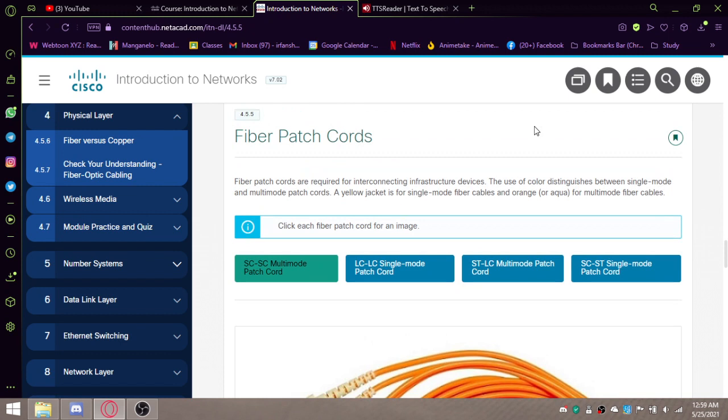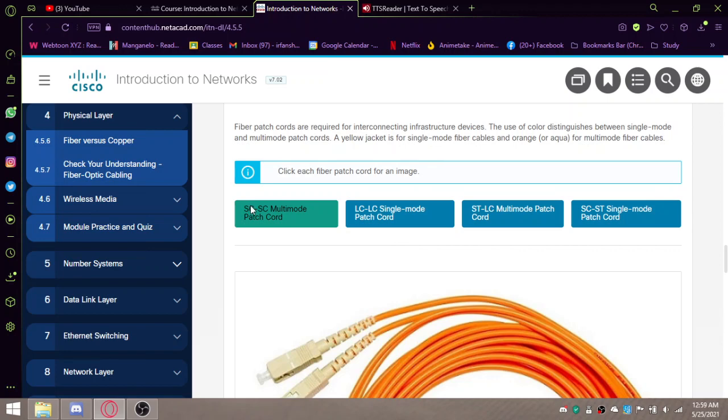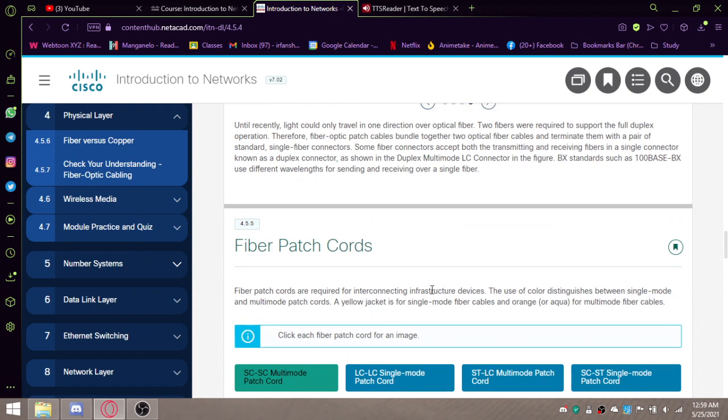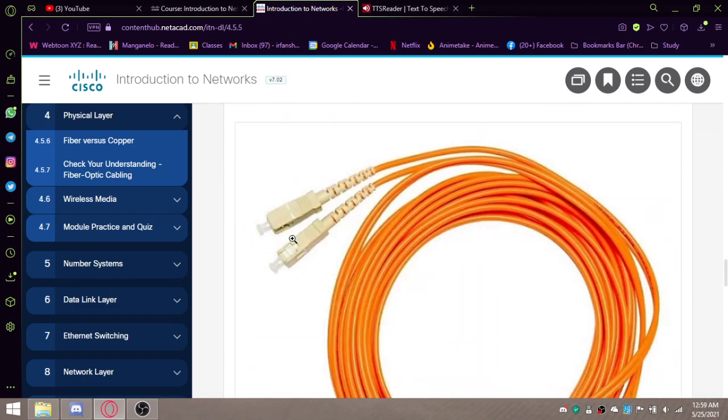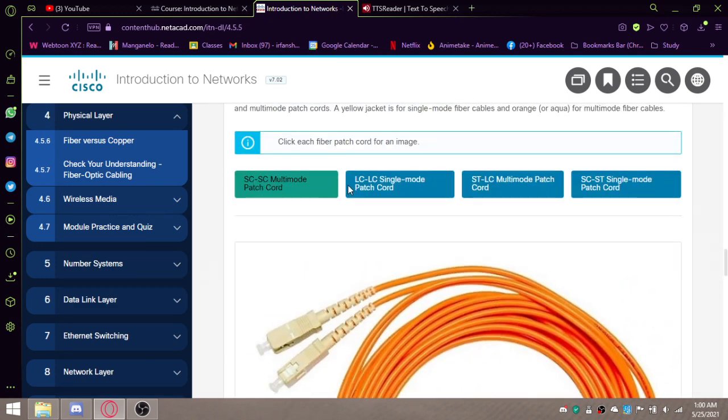Okay, let's go to fiber patch cords. Fiber patch cords are required for interconnecting infrastructure devices. The use of color distinguishes between single mode and multi-mode patch cords. The yellow jacket is for single mode fiber cables and orange or aqua for multi-mode fiber cables. Ni ada ni. Ni SC to SC multi-mode patch cord. Betul tak? Silap. SC to subscriber cord to subscriber cord.